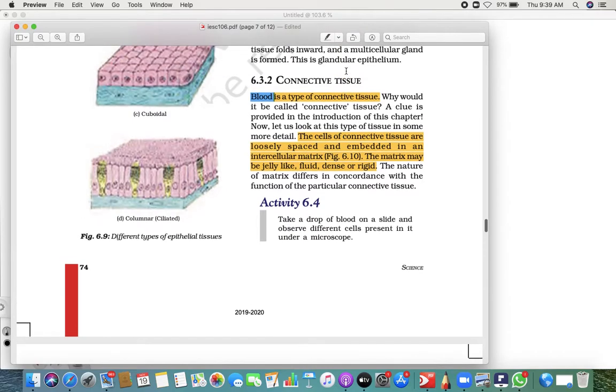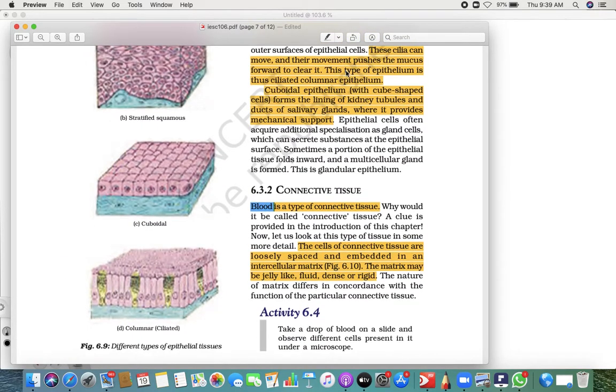So let me take you through. The first one we are going to see is blood. Now you know blood flows everywhere in the body of animals, even human beings. Blood is a type of connective tissue. The first thing is how that type of tissue is: whether it is compactly arranged, or it has space in between. So let us see everything in it.